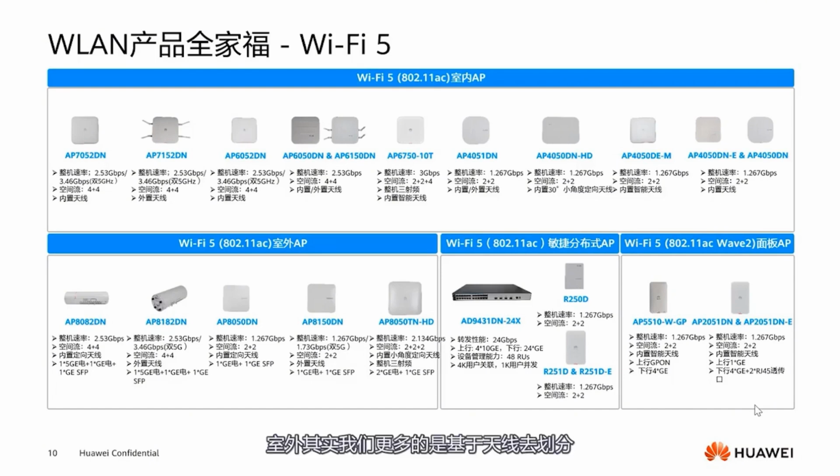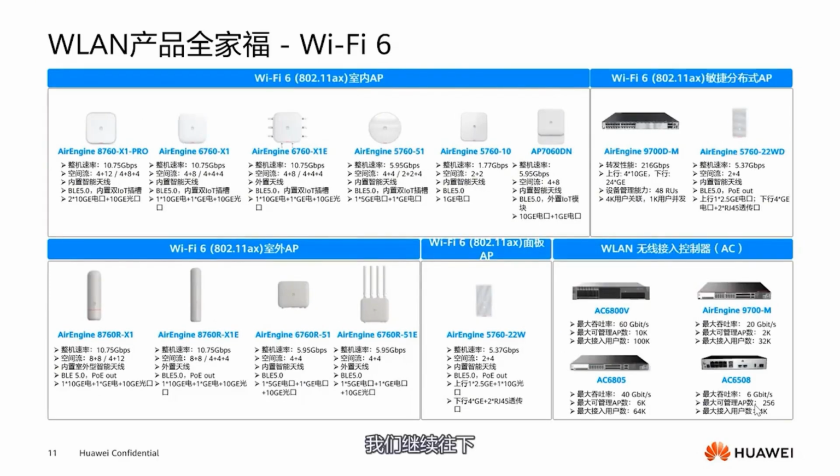At the same time, we also have the second major category, outdoor APs. Outdoors, we mostly categorize based on antennas. Antennas are divided into directional and omnidirectional. Directional antennas are perhaps used more frequently. Besides outdoor backhaul that definitely uses directional APs, other deployments can consider whether to use directional or omnidirectional based on their own assessment. Our outdoor APs basically fall into these types.